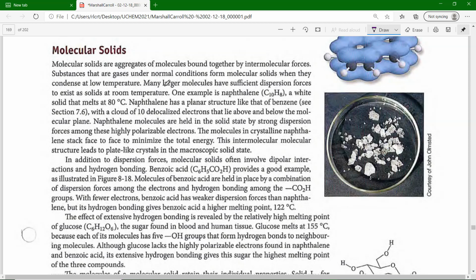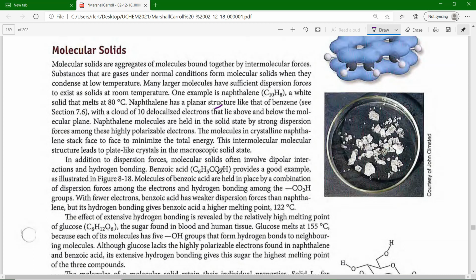Substances that are gases under normal conditions form molecular solids when they condense at low temperatures, like argon. Many larger molecules have sufficient dispersion forces to exist as solid at room temperature. Naphthalene, C10H8 on the side here, is a solid that melts at 80 degrees Celsius. So you don't need much to melt naphthalene. There's strong dispersion forces, and there's highly polarizable electrons, and that allows it to be in a crystal form at room temperature.